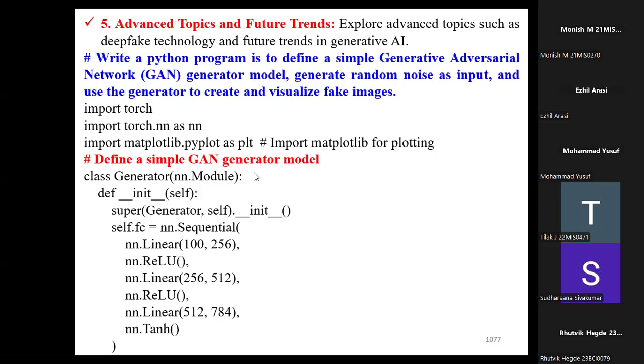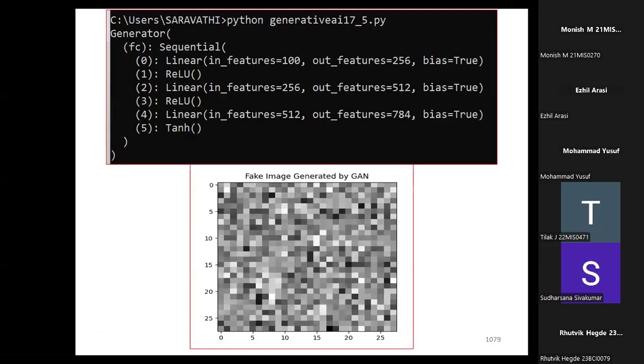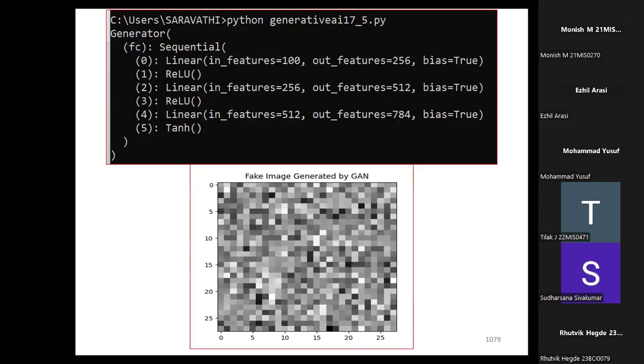Here I am importing torch. From the torch library, I am deriving a neural network, and importing matplotlib. Define a simple generative adversarial model, then instantiate and print the generator model. Generate random noise and create fake images. Plot the fake images. Now I am going to generate this fake images application.